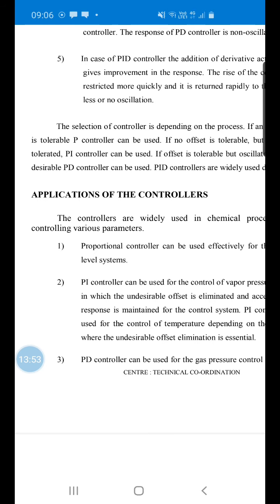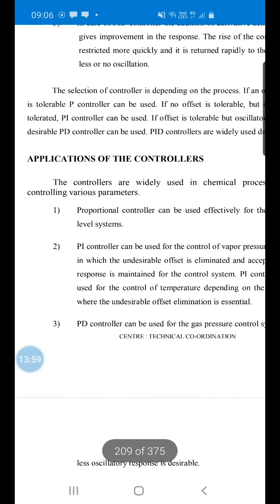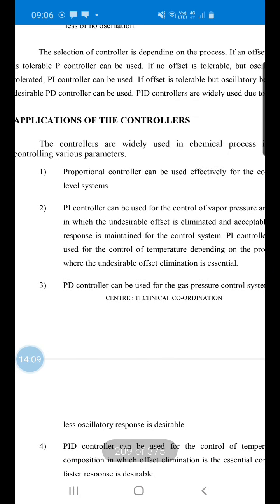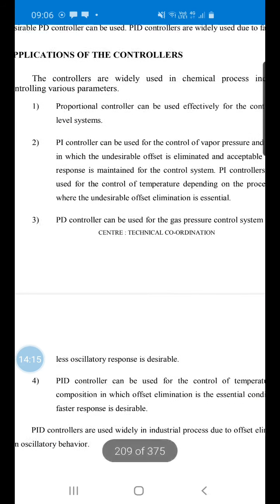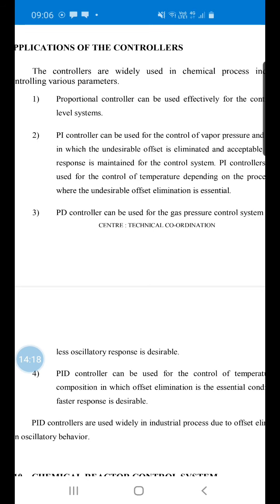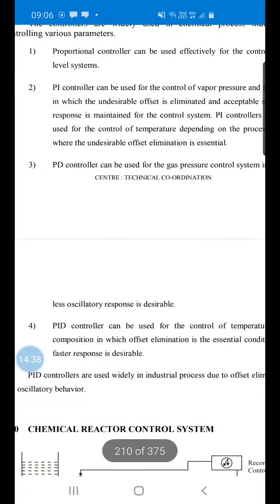So at the end, we'll discuss the applications of the controllers. These controllers are widely used in chemical process industries and allied industries for controlling various parameters. Proportional controllers can be used effectively for the control of liquid level systems. Proportional integral controllers can be used for control of vapor pressure and flow rates, in which undesirable offset is eliminated and acceptable speed of response is maintained. Proportional integral controllers can also be used to control the temperature of process conditions whenever offset elimination is essential.